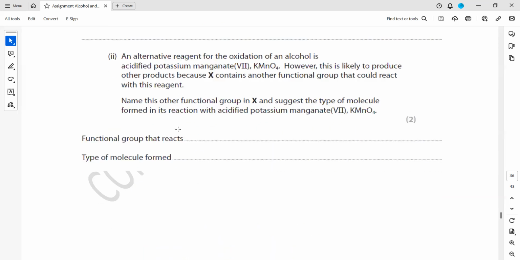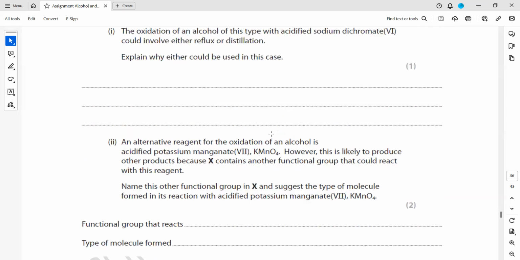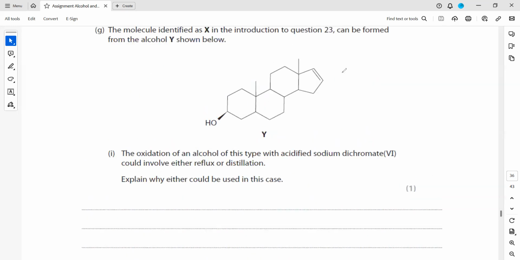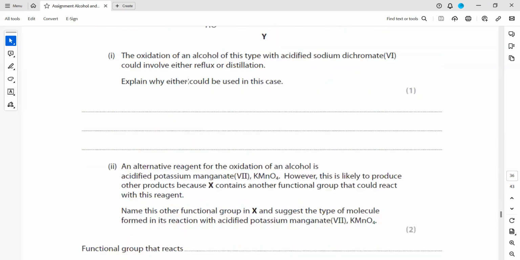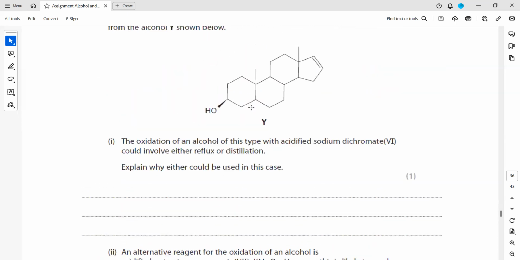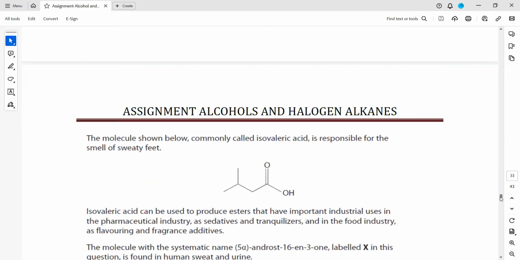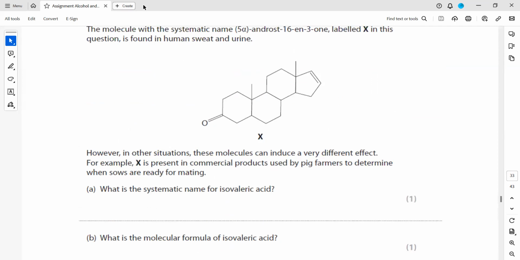An alternative reagent for oxidation of alcohol can be potassium manganate. However, this is likely to produce another product because X contains another functional group. Potassium manganate, when an alkene is there, if they use acidified potassium manganate, it will break the double bond to a single bond and produce a diol, where two OH groups will be attached. So for compound X, there's a double bond. If you use acidified potassium manganate 7, this will form a diol.